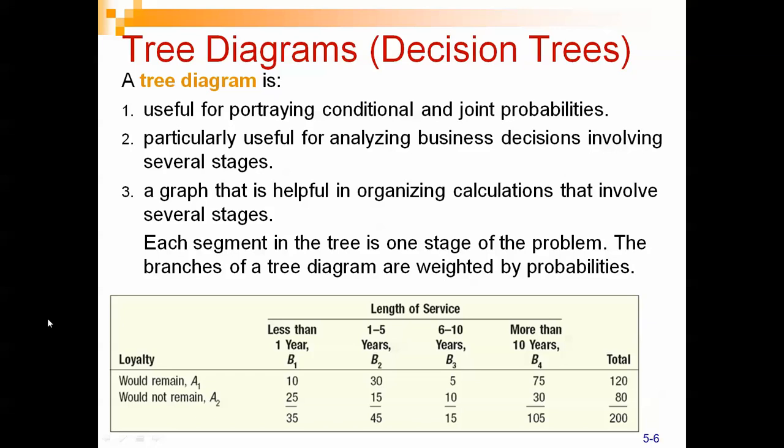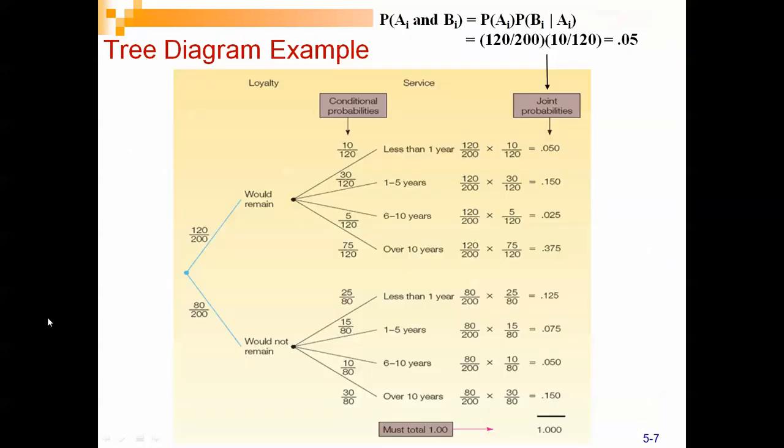A tree diagram, or as they're sometimes referred to, decision trees, is a graph that helps to organize calculations that involve several stages. And we'll use the data from the executives example and our contingency table example to explain the decision trees. To construct a tree diagram, we begin by drawing the dot on the left to represent the root of the tree.